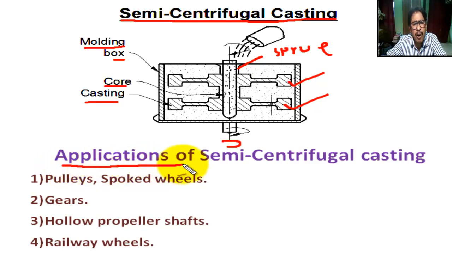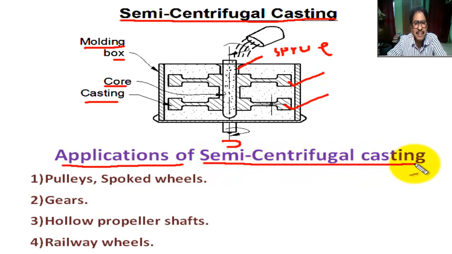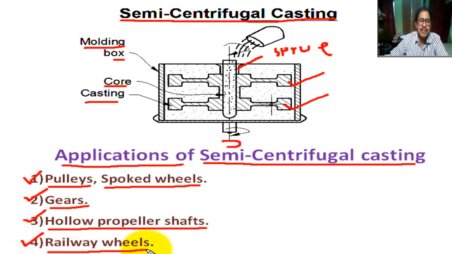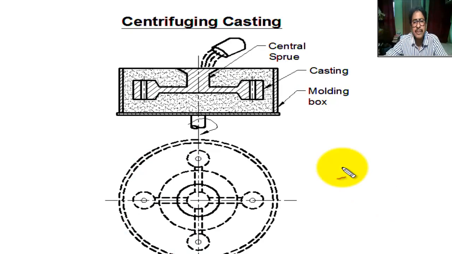Now, what is the application of semi-centrifugal casting? Number one, pulley, for making pulleys and sprocket wheels. Number two, gears. Number three, hollow propeller shaft. Number four, railway wheels.